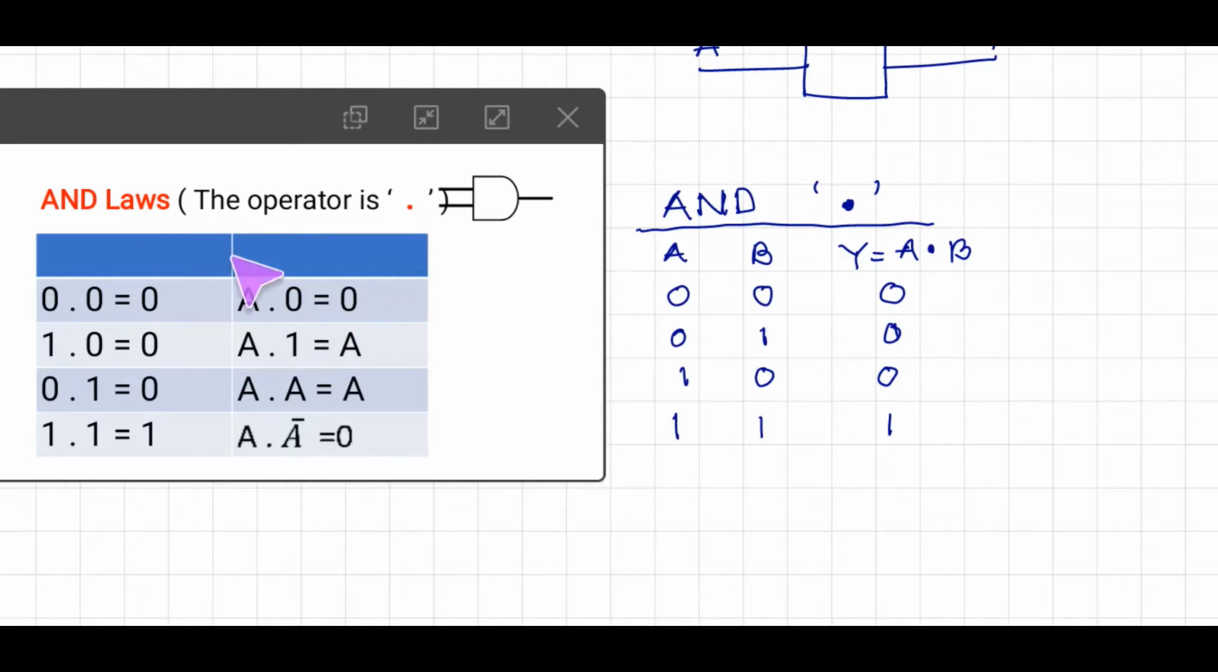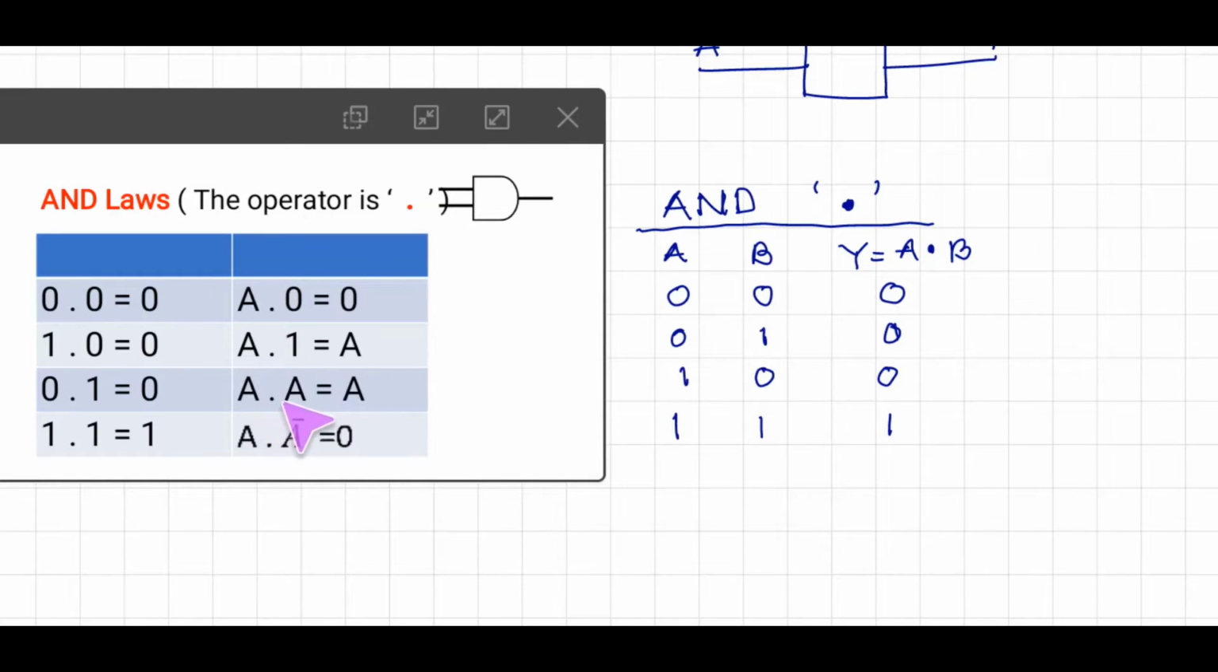So these are the AND laws. Again, A and 1: if A is 0, then 0 into 1 is 0. If A is 1, 1 into 1 is 1. It gives us that A and 1 is always equal to A.